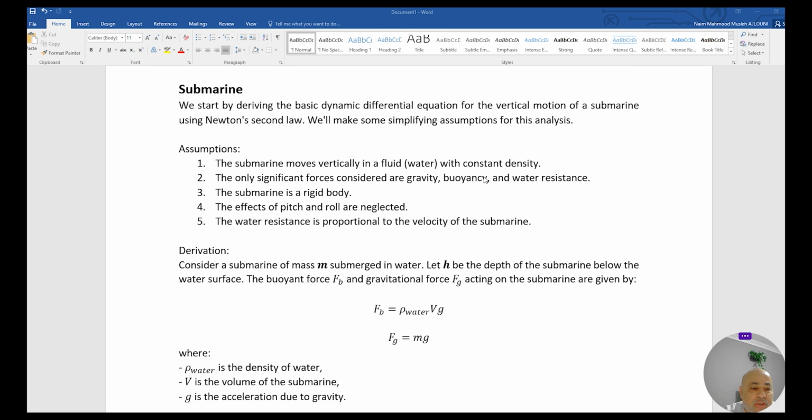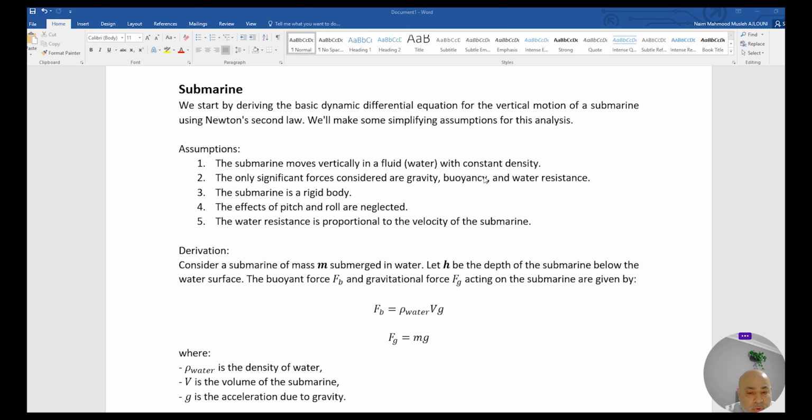Now, the first thing we need to say is that the submerged mass of the submarine is represented by m. The depth of the submarine below the water surface is represented by h. The buoyancy force, which is pushing the submarine up, is represented by Fb, and the gravitational force, which is acting on the submarine, is Fg.